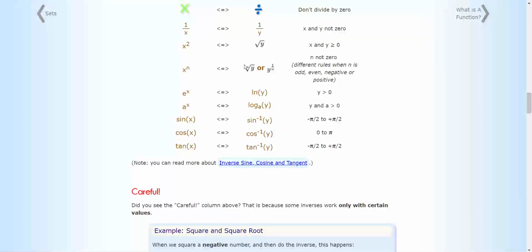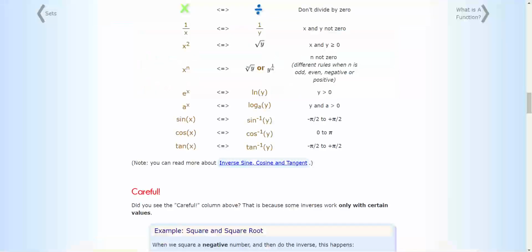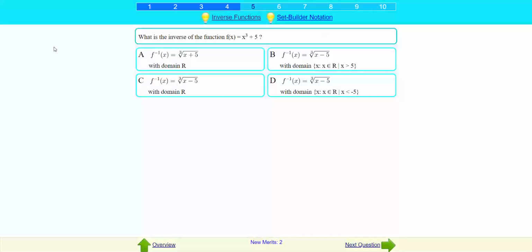So if we look at the inverses here, x to the power of n is actually the nth root of y. Given the multiple choices we have is the nth roots of x. Okay, so when we apply this, we will end up having the cube root of y minus 5 equals x.